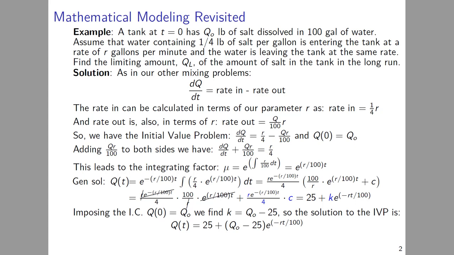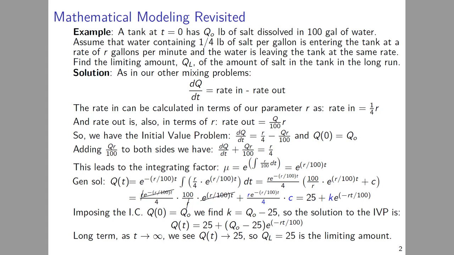From here, we can find the long-term behavior as t goes off to infinity. That second term is going to go to 0 since we have e to the negative rt over 100. So as a whole, q of t goes to 25, so the limiting amount, ql, is 25. An interesting observation we can make here is that our two parameters, the rate r and the original amount q naught, didn't have an impact on the limiting amount. No matter what that rate is, and no matter what the starting amount is, the solution will have a limiting amount, 25 pounds of salt, in the tank.